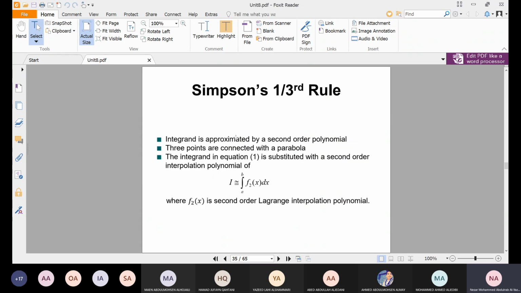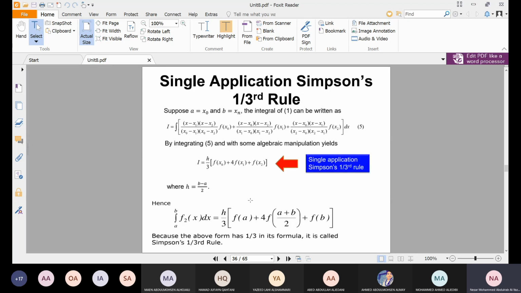So in Simpson's 1/3 rule, we approximate the integration by using a second order polynomial. Three data points are needed to connect with the parabola. We integrate this, and after that we can find the approximation of the integration. This method is derived using the Lagrange interpolation polynomial.